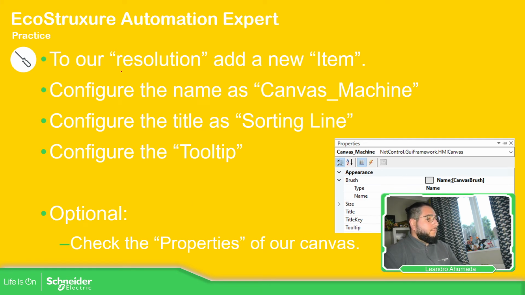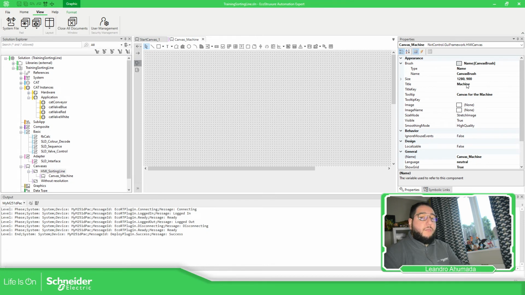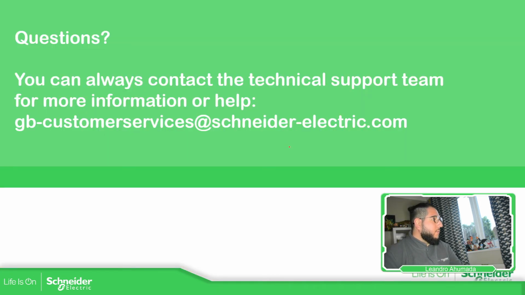So to our resolution, new item, canvas machine, configure title and tooltip, and check the properties of our canvas. There's something important here. If we go back to our canvas and go to properties, we should be able to see some of the things that we have already configured. We have configured the title, machine, and we also configured the tooltip, canvas for the machine. So this information is also in here to modify.